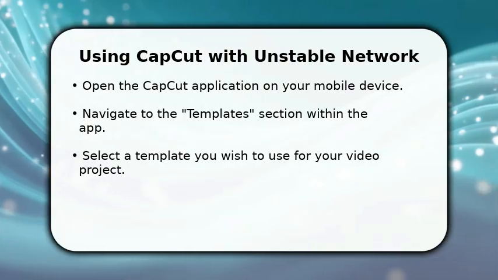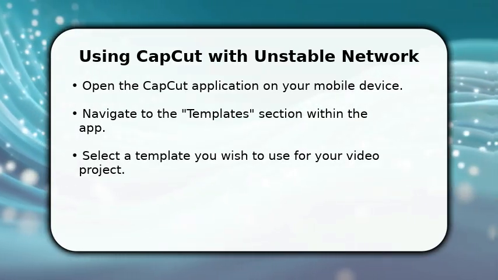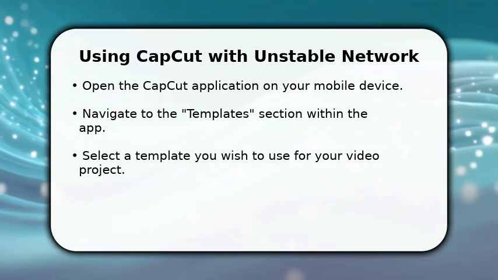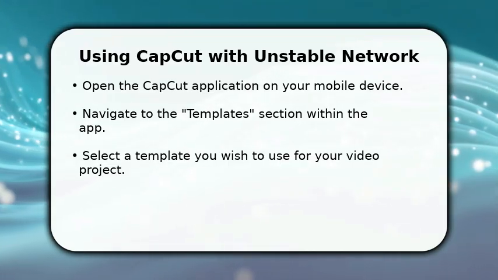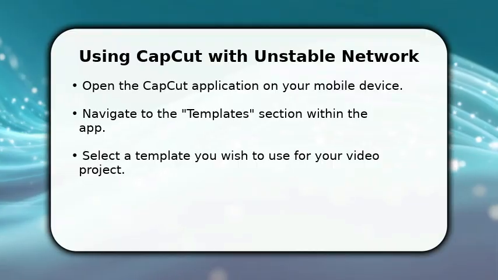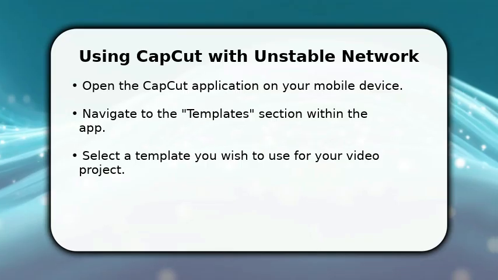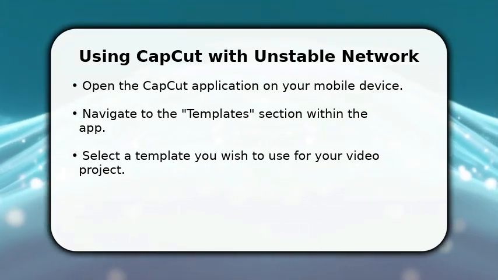In this video, I will explain how to use Capcut templates with an unstable network connection. First, open the Capcut application on your mobile device. Then, navigate to the Templates section within the app. From there, you can select a template you wish to use for your video project. This initial step is crucial for starting your creative process, even when facing connectivity challenges.